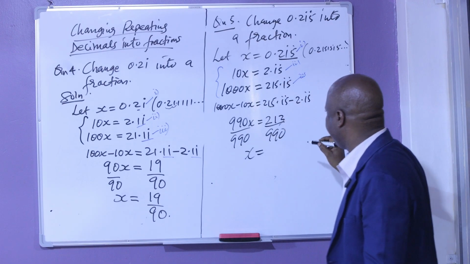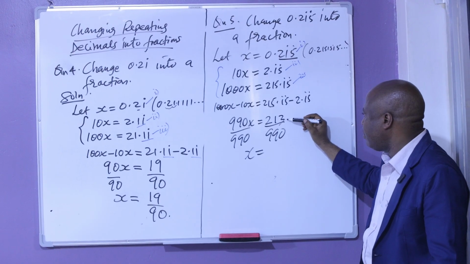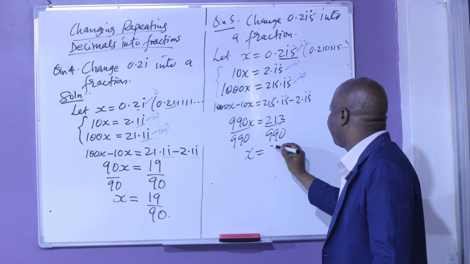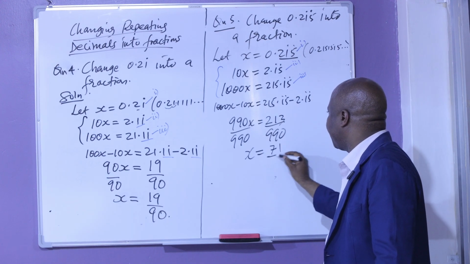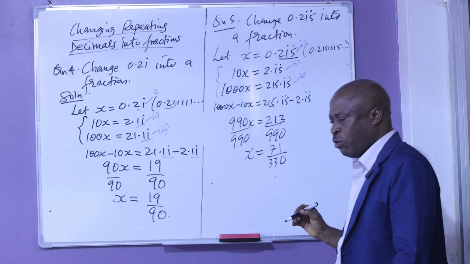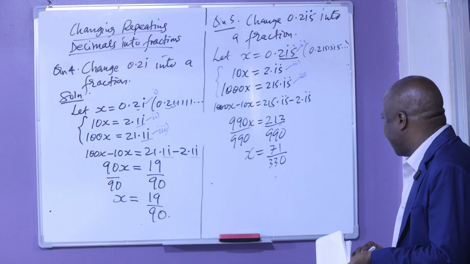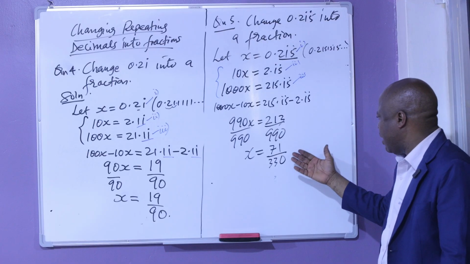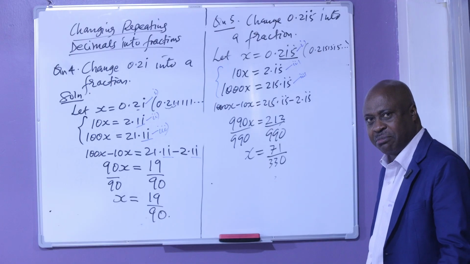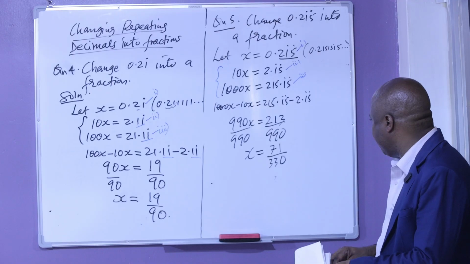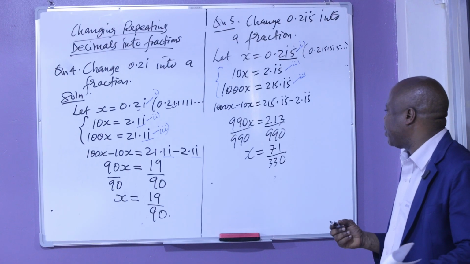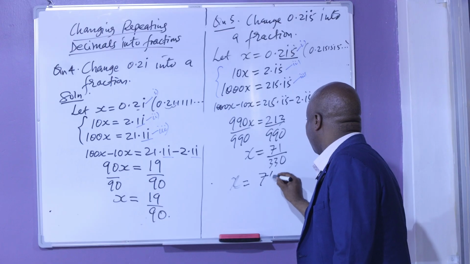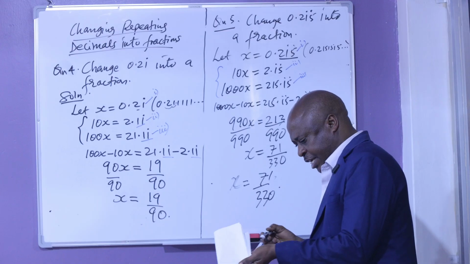What am I going to get? This is divisible by 3. So 3 is a factor of this, at the same time is the factor of this. And therefore, I'm going to have my 71, and here, I'm going to get my 330. Now, let's look further. Is there any value that we can redivide by, that can be a factor of 71 and 330 at the same time? The answer is no. There is no value that can be a factor of 71 and 330. And therefore, our x is equal to 71 over 330.